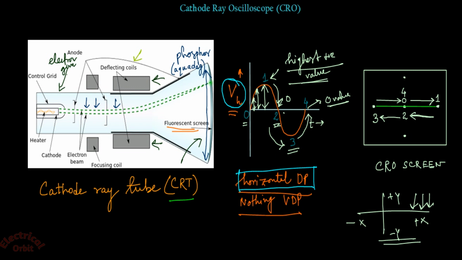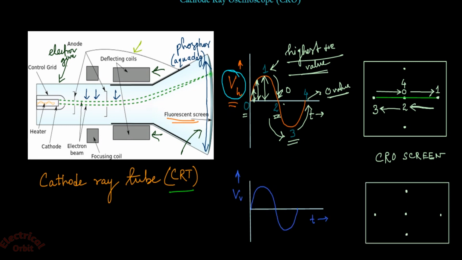Clear? Now in the same way, if we apply a sinusoidal signal to the vertical deflecting plate and no signal to the horizontal deflecting plate, then what type of output waveform will we see on the CRO screen?